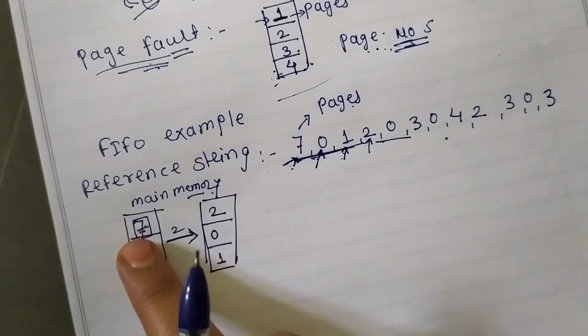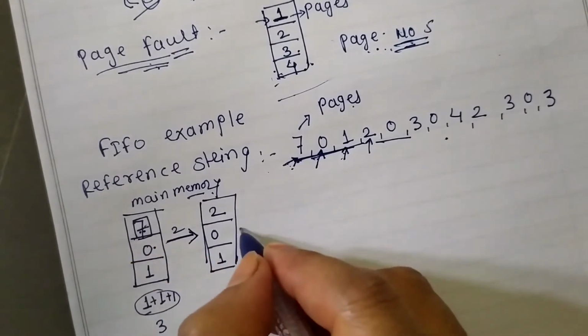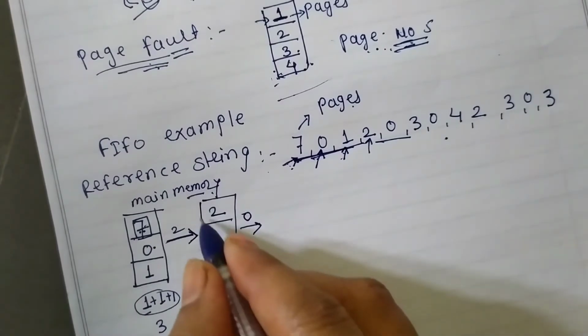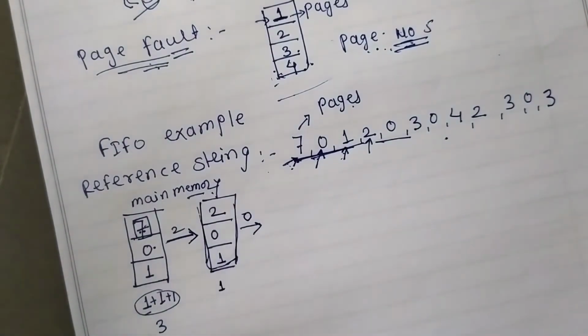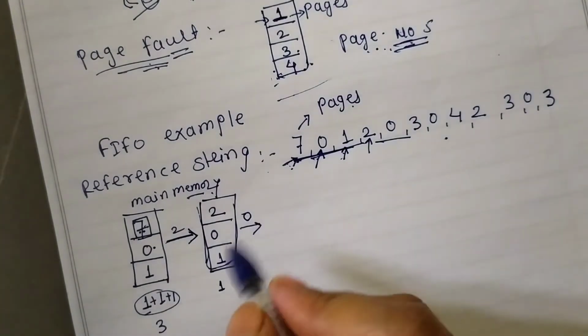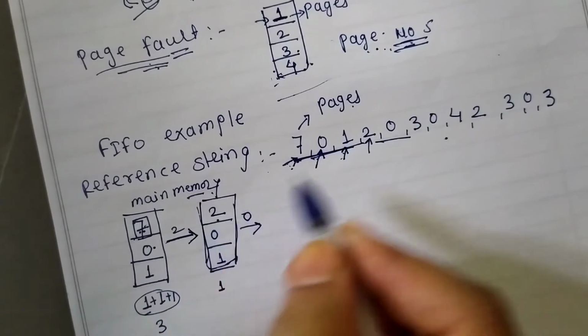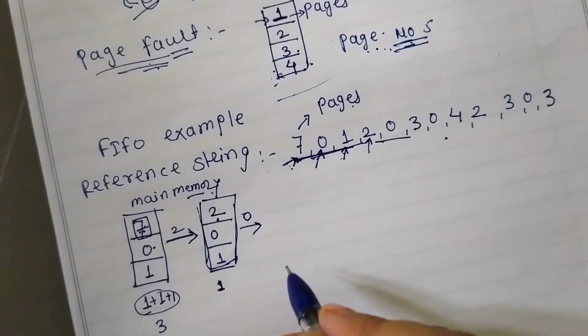That is called the first in first out page replacement algorithm. Now next, 0 we have to enter. For this we get one page fault because page number 2 was not there in the main memory. We replaced it and brought that into the main memory. So one page fault occurred.